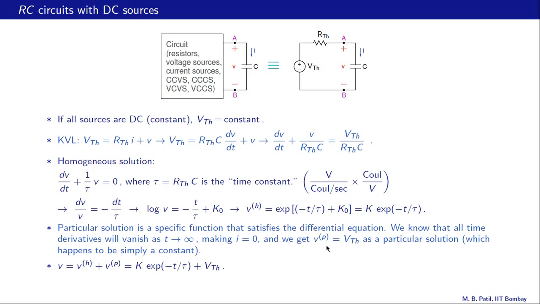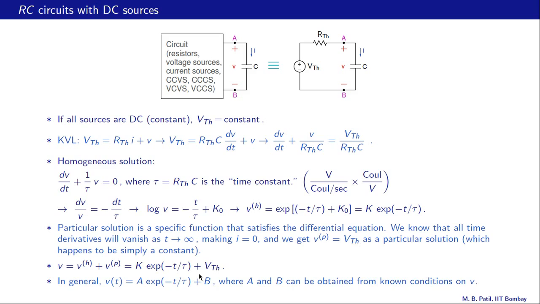Now finally, our net solution is given by the addition of the homogeneous part, which is here, and the particular part, which is here. So we have V equal to k exponential minus t by tau plus VTH. And in general, V of t can be written as some constant times e raised to minus t by tau plus some other constant, where a and b can be obtained from known conditions on V. And we will very soon see how that can be done.